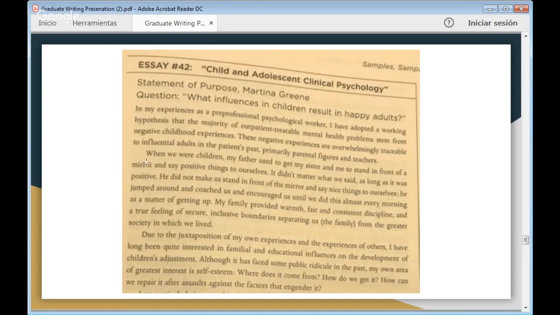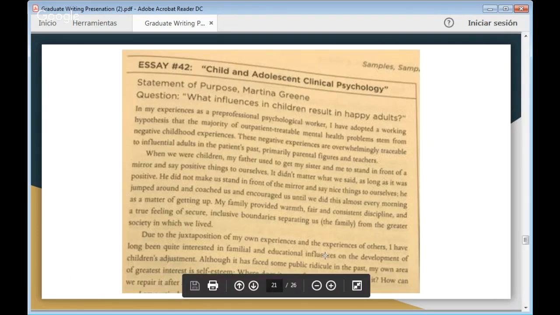And then if you see in the next paragraph, she starts by talking about when we were children, my father used to get my sister and me. So then she goes a little bit more into her background. Going down farther into the last paragraph, she talks about herself more, but she talks about the questions it provoked. And she goes into this farther in the essay, including these in her research.